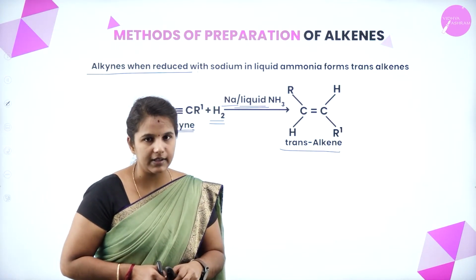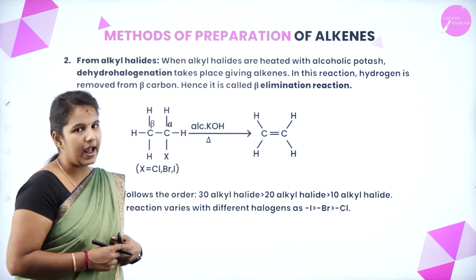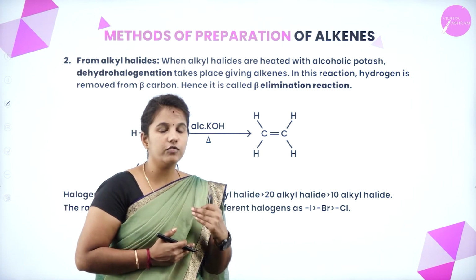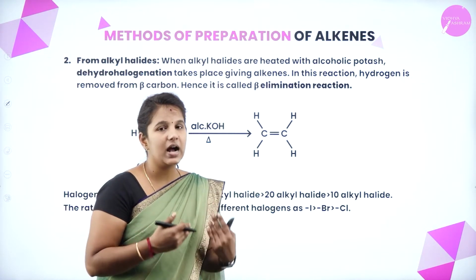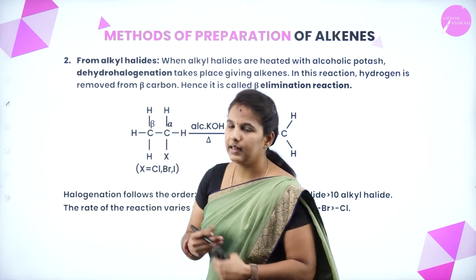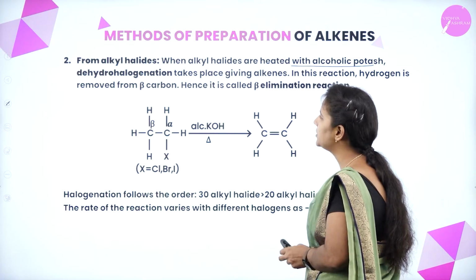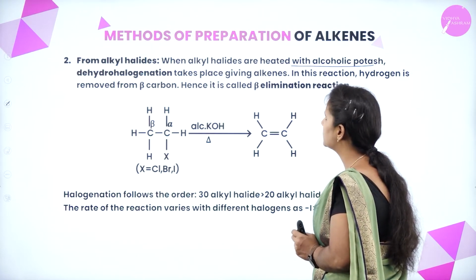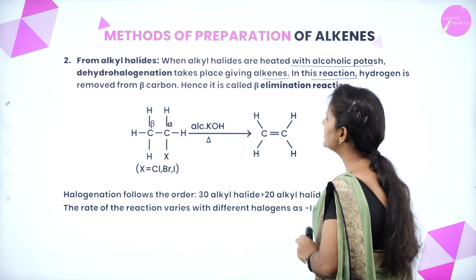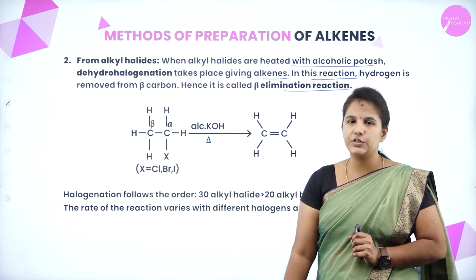Next is from alkyl halide. So what is the alkyl halide? We know that if the alkyl group consists of any one of the halogen group, then we say it is alkyl halide. By using that alkyl halide, how do we prepare the alkene? Let's see now. When alkyl halides are heated with alcoholic potash, dehydrohalogenation takes place and gives rise to the alkene, and in this reaction, the hydrogen is removed from the beta carbon atom, hence this is also known as beta elimination reaction.